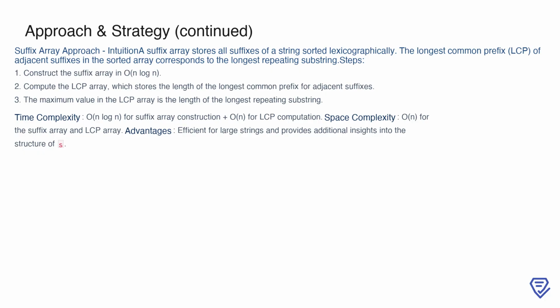This method is advantageous because it is efficient for large strings and provides additional insights into the structure of the input. The time complexity is O(n log n) for constructing the suffix array, plus O(n) for computing the LCP array, while the space complexity is O(n) for storing these arrays. Although it is an effective method, its implementation can be complex, requiring a deeper understanding of string algorithms.